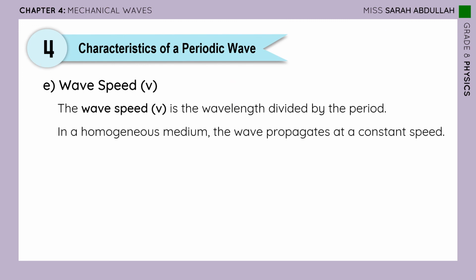But there is a note here, that in a homogeneous medium, it means when the medium has the same property at every point, so it looks all the same, okay? It's all water or it's all a certain type of solid. The wave propagates at a constant speed, so it does not change its speed. Why? Because the medium is homogeneous.